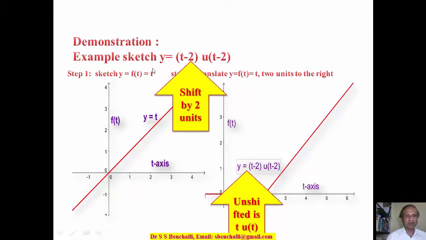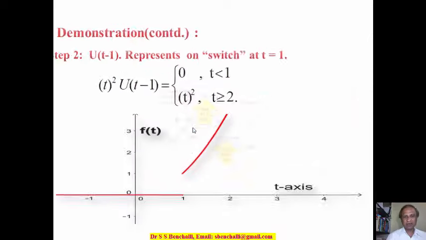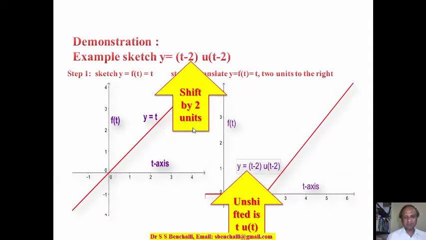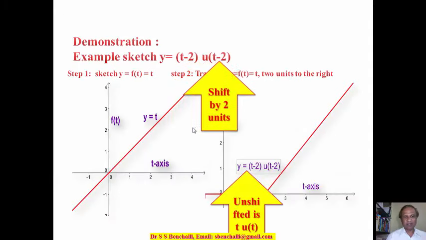Is it clear? It can be observed. Exactly in the similar way, you can demonstrate t minus 2 into u of t minus 2. It will shift by 2 units. Is it clear? How we are going to shift? It is shifted by 2 units.